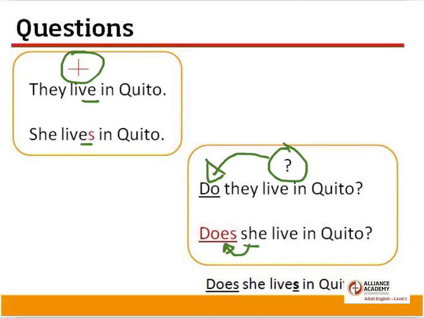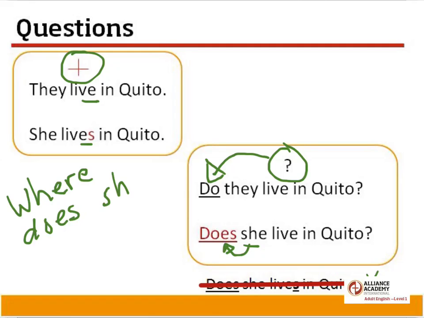Likewise, we would never say, does she lives in Quito? That is simply incorrect, and we will not use that sentence. If we do want to make our sentences more specific, we can use a question word like maybe where. So where does she live? We've just made our question more specific, and we've used one of our WH question words.